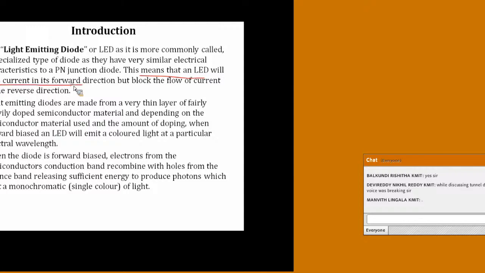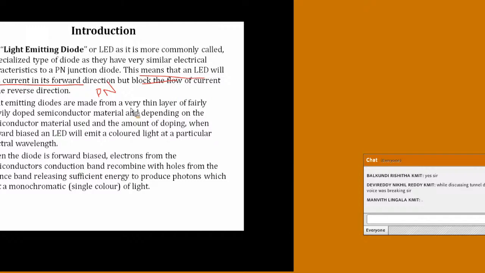The diode which passes the current in forward bias and blocks the current in reverse bias is a normal PN diode. That means an LED is nothing but your normal PN diode. Like the normal PN diode, the light emitting diode also will pass the current in the forward direction and it will block the flow of current in the reverse direction.